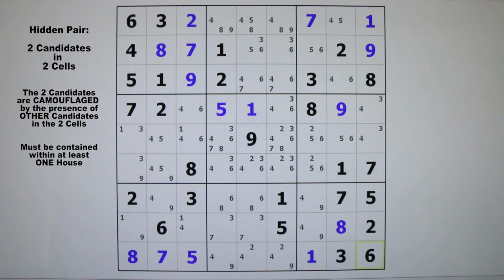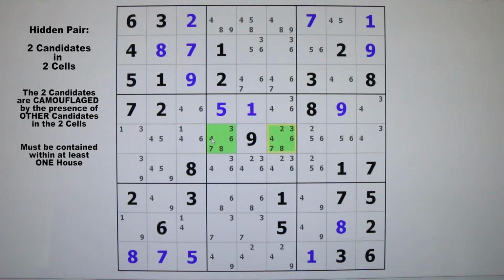Anyway, here in this puzzle, we take a look at row 5, and we see that there are only 2 7s and 2 8s in all of row 5, and they both lie in the same cells, so that is a hidden pair, here and here. And because there are no 7s or 8s anywhere else in row 5, we know that all the other candidates in those cells must be false.